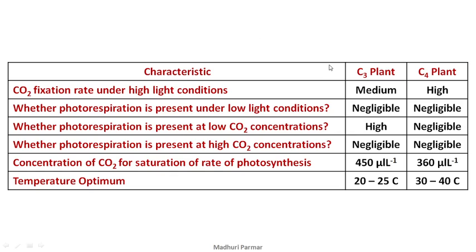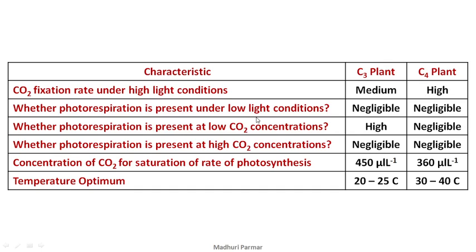So again, this was a table that is given in your textbook. I think this is important and we should go through it once. The carbon dioxide fixation rate under high light condition will be medium in case of C3 plants and high in case of C4 plants. So if there are high light conditions, in C4 plants the rate of photosynthesis will be higher.